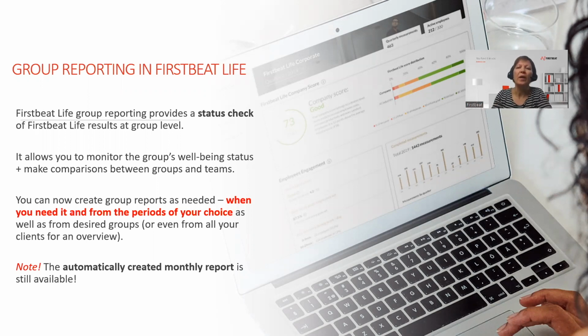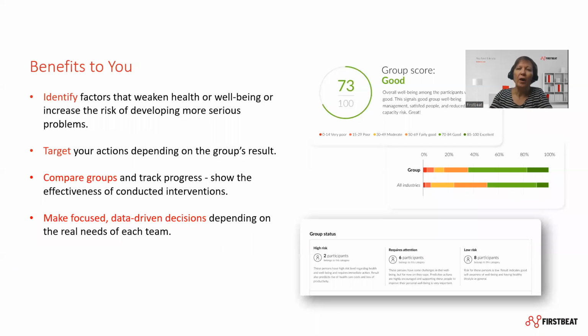So this is just a quick overview of the feature and then a couple of highlights. The main benefits before looking at the actual report is, of course, to help you identify factors that are supporting or weakening the group's health or well-being. So, for example, to see if there are some risks of developing more serious problems at group level. And also it will make it easier for you to target your actions. So if you're working with a company with a bunch of different individuals, but you constantly see that their physical activity levels are very low or they're sleeping very poorly, it helps you then target and make sure you're providing some additional content or perhaps lectures on those topics.